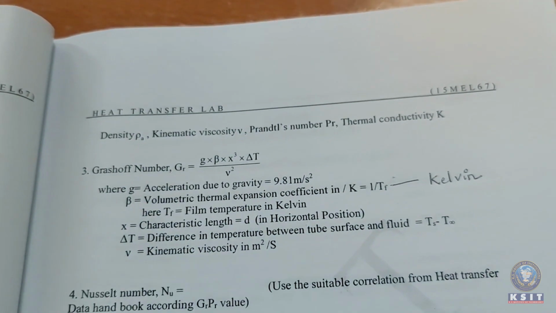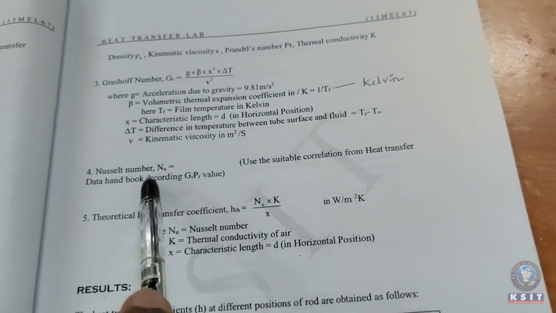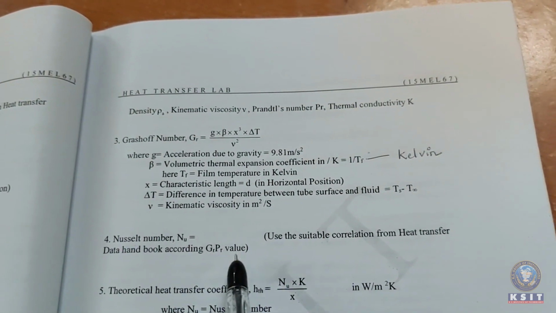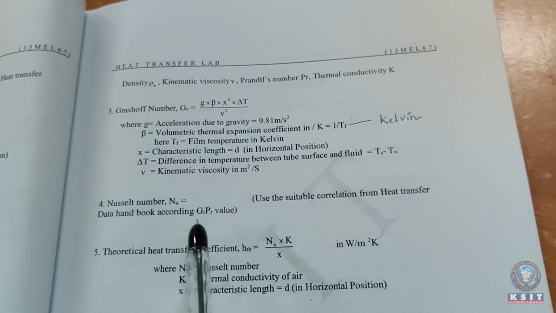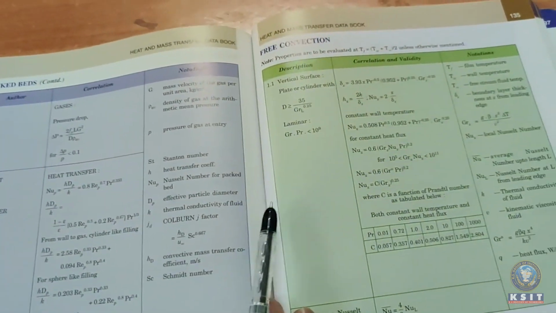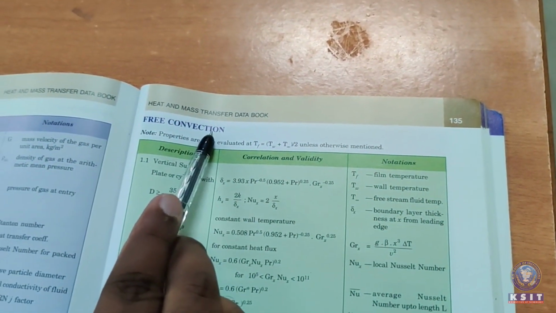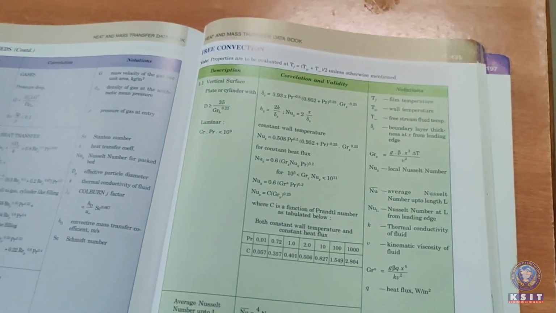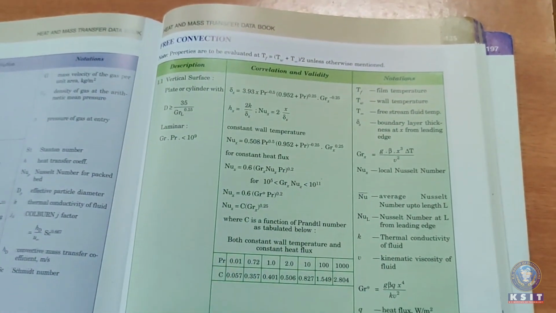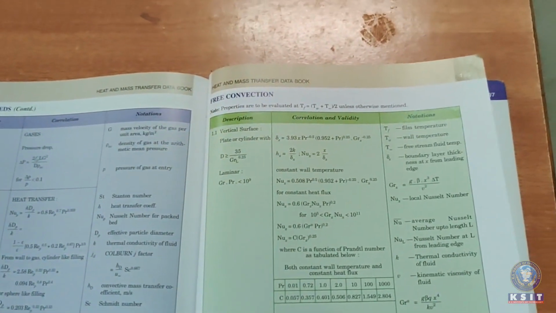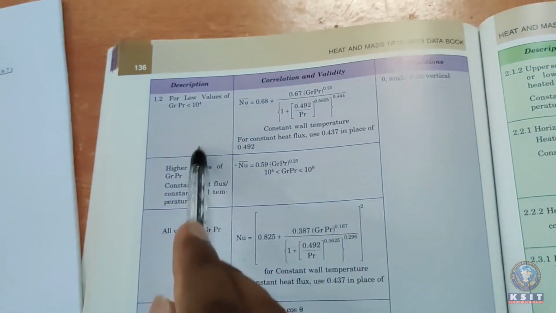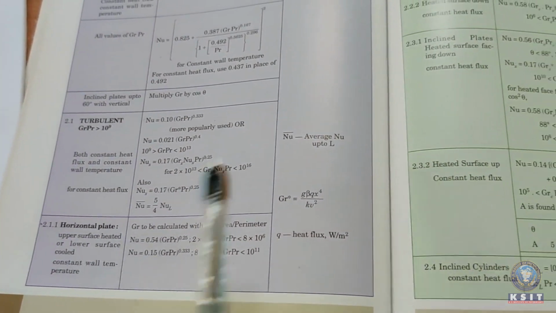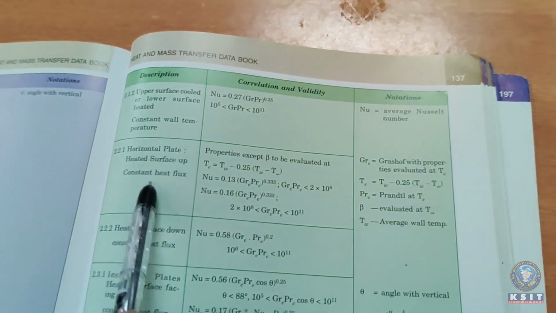After finding the Grashof number, we have to find the Nusselt number. For the Nusselt number, we have to find the suitable correlation for horizontal position from the data handbook. Go to the data handbook, page number 135, and check free convection. The first one, 1.1, is for the vertical surface, but what we are doing now is the horizontal cylinder. Search for horizontal cylinder. It's not available on page number 135. Turning to page number 136, we only got horizontal plate. It's still not horizontal cylinder. Now on page number 137, keep on searching.